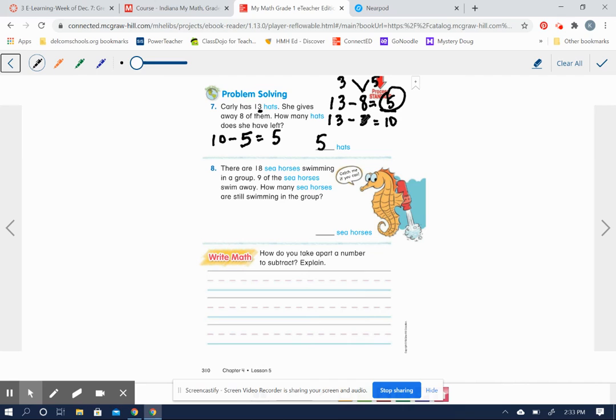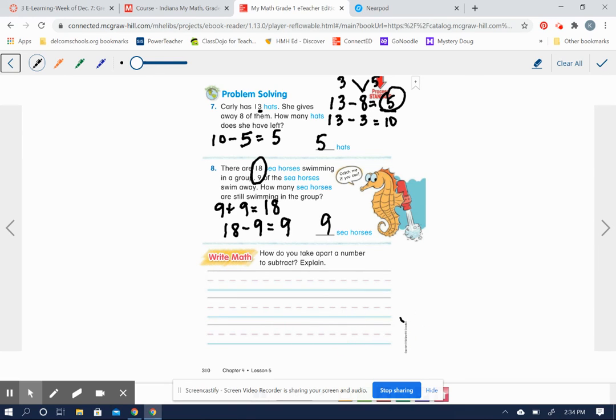Okay, there are 18 seahorses swimming in a group. 9 of the seahorses swim away. How many seahorses are still swimming in the group? You know what? Let's not make 10. I see this is a double right here. Let's think about our doubles. Remember that 9 plus 9 equals 18. So 18 minus 9 equals 9.